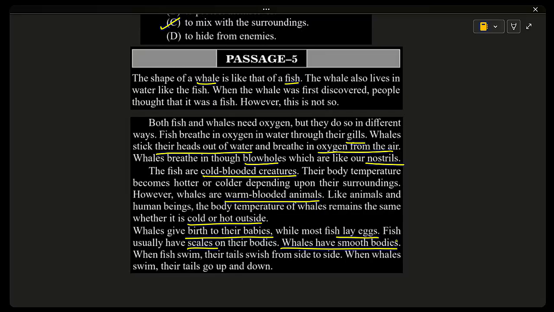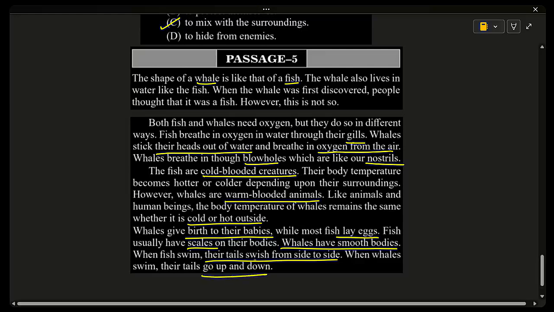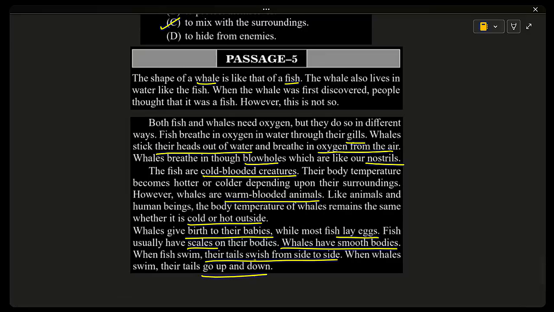When fish swim, their tails swish from side to side. Have you observed a fish swimming? The tail is swishing from side to side. But when whales swim, their tails go up and down. So this is the difference. Fish is moving horizontally, and whale is moving vertically, up and down. So these are clearly the comparison made between whale and fish. The differences are clearly given. Now let us try to answer the questions that follow.